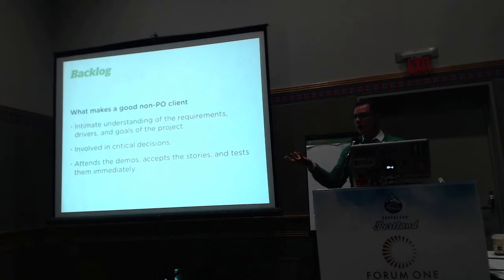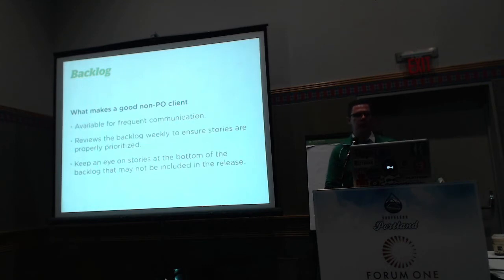They have to be involved in all of the critical decisions. So are you going to go this way or that way? Which story is going to be pulled out of the backlog because we can't complete it in time? What are you going to remove from the MVP in order to hit the budget? They have to be there for that. They have to attend all the demos, they have to accept all the stories, and they have to test them immediately. They also have to be available for frequent communication.